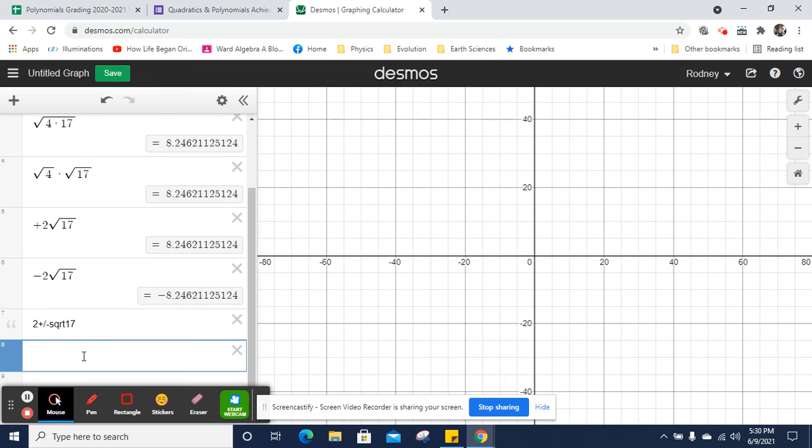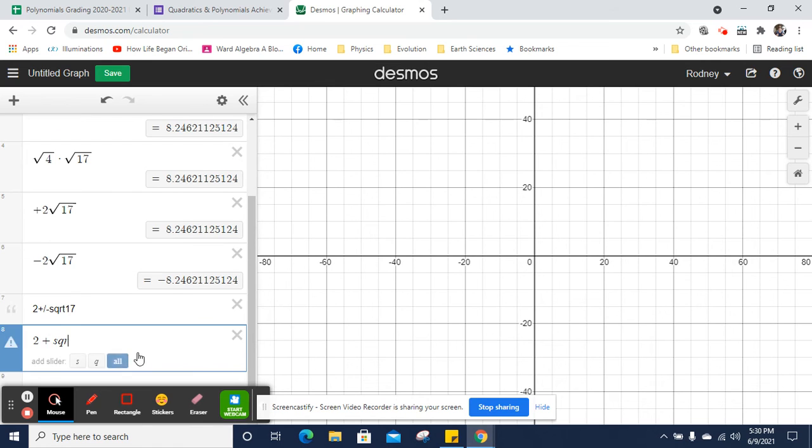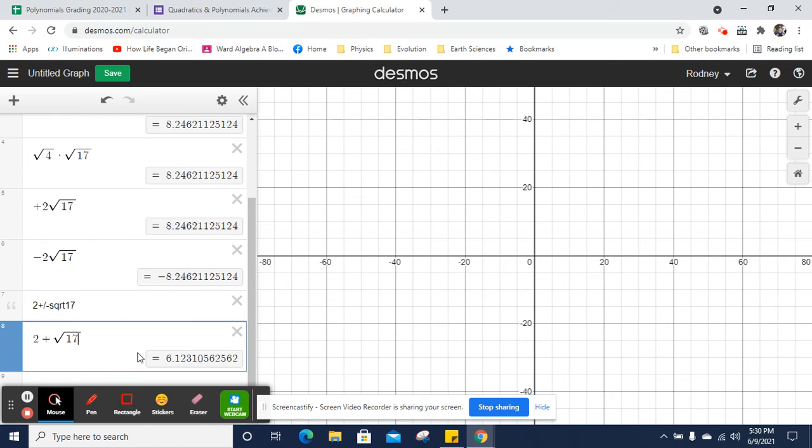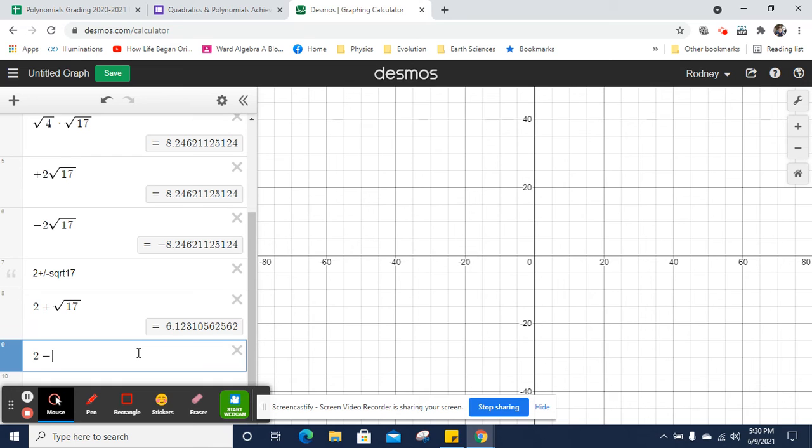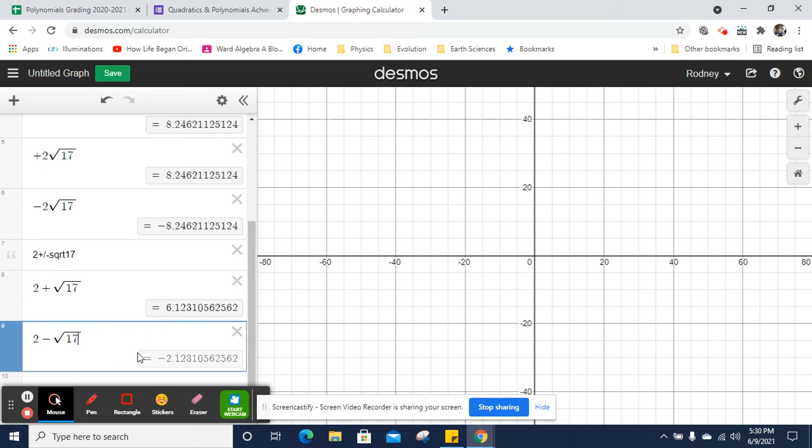If I put it into decimals, you notice that I'm getting this 8.24 and the negative 8.24, and so on. If I did 2 plus the square root of 17, I get something else. And if I do 2 minus the square root of 17, I also get something else. So you want to make sure you treat it as a product and you put that plus or minus in front. So instead of doing this structure, change it.